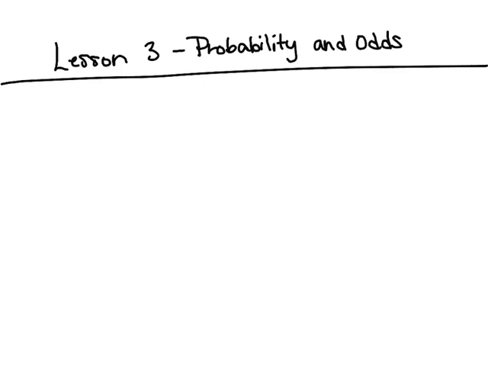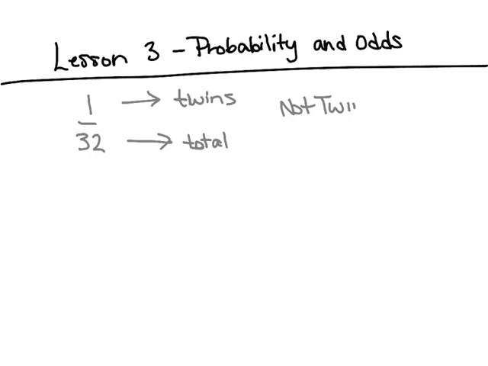So for example 1, research shows that the probability of an expectant mother selected at random having twins is 1 in 32. Determine the odds for and against having twins. So what this means is that there's one chance of having twins out of a total of 32. Which means that if you were to not have twins, it would be 32 minus 1, which is 31.